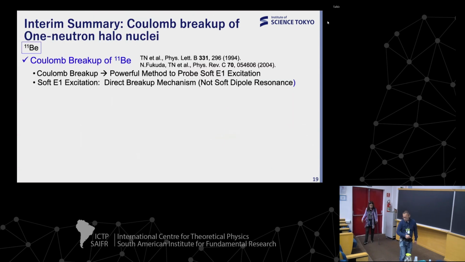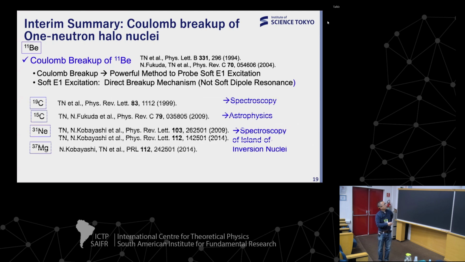Okay, so this is a kind of interim summary for Coulomb breakup of one neutron halo nuclei. We have two publications, and the Coulomb breakup is a powerful method to probe soft E1 excitation, and soft E1 excitation for one neutron halo nuclei has been found to occur due to the direct breakup mechanism and not soft dipole resonance. And we have some following publications, so you may want to have a look.